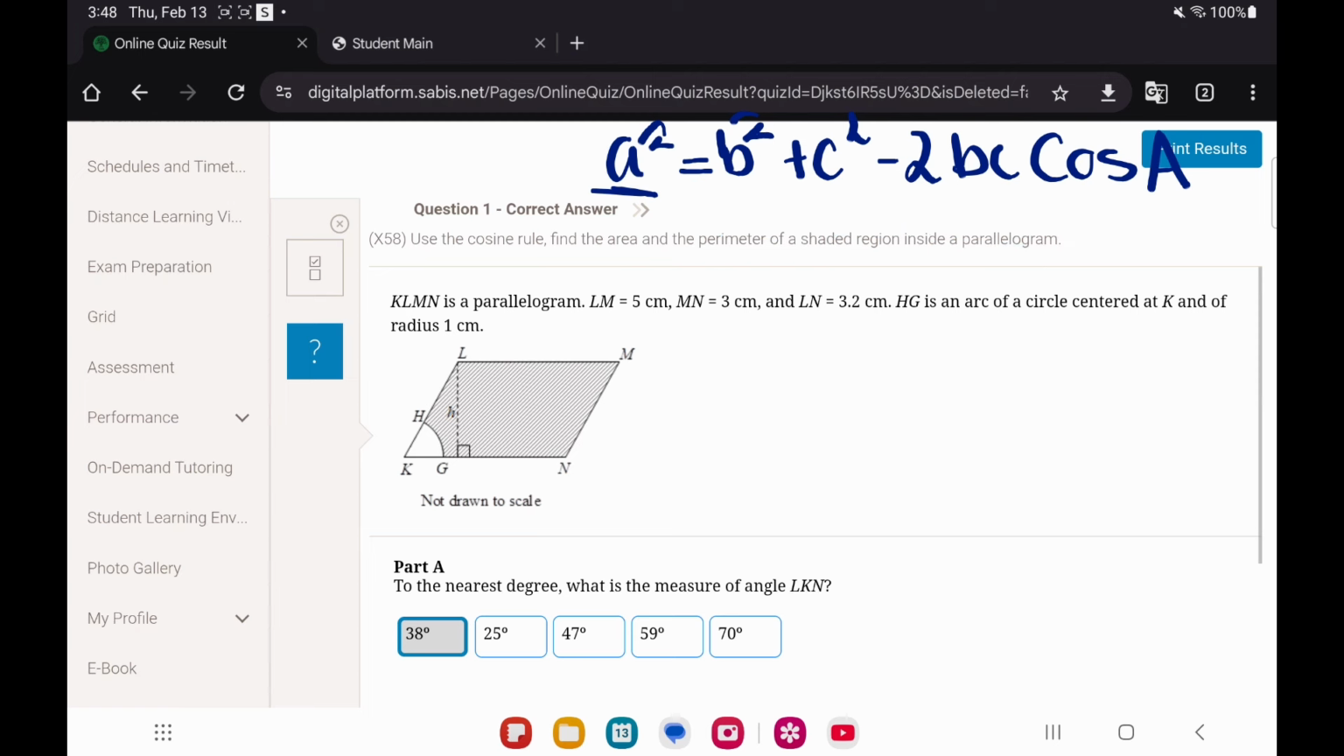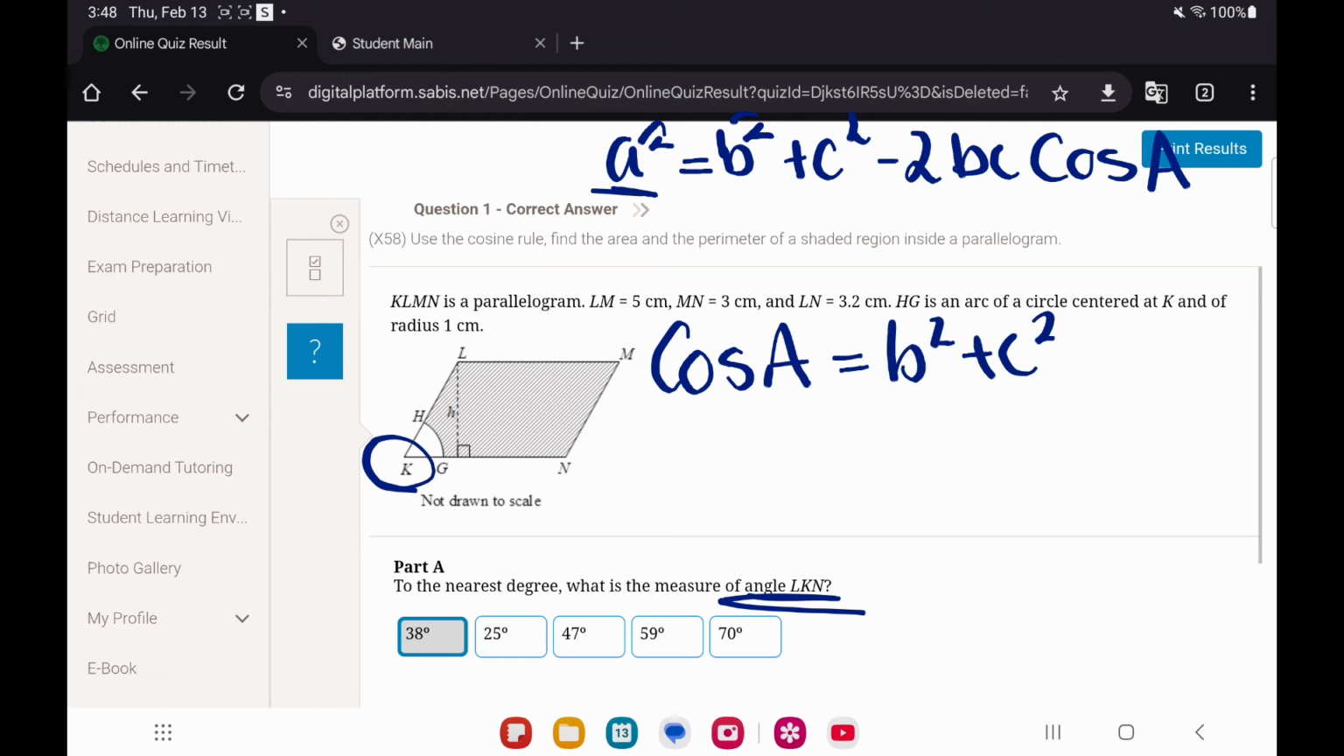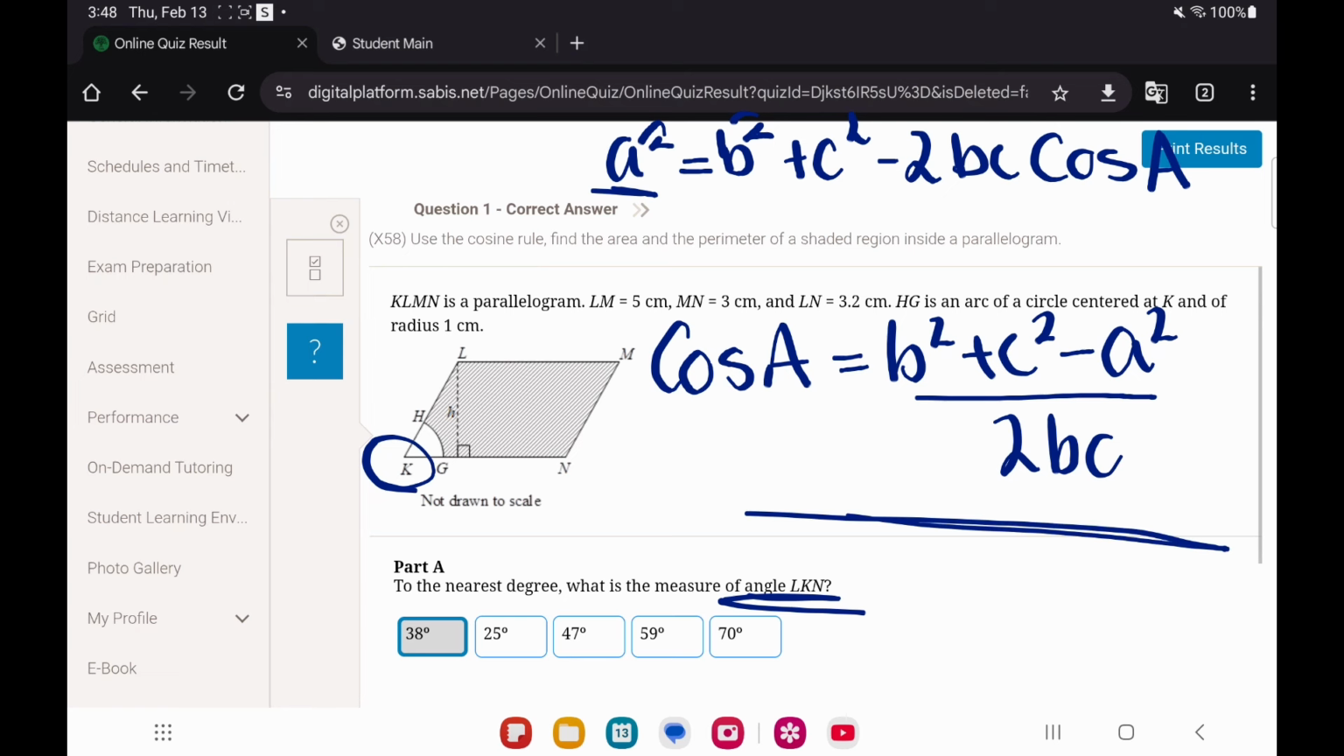Okay, but for us to use this rule in this question, we can switch it around a bit. Because we want to find the angle LKN, so we want to find angle K, we're going to shift it around. So we're going to say cosine of A equals B squared plus C squared minus A squared over 2BC. Okay, so that's how we shift it around to use it in this question.